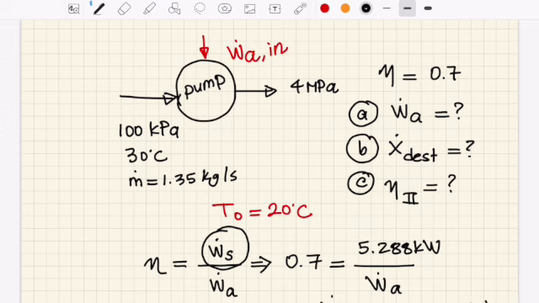So if it was a reversible device, isentropic device, reversible and adiabatic, then the power we need to put in should be just 5.288, but because it is not reversible, it has irreversibilities like friction, we need to put in a power input of 7.554. Therefore, the isentropic efficiency in this case is 0.7.